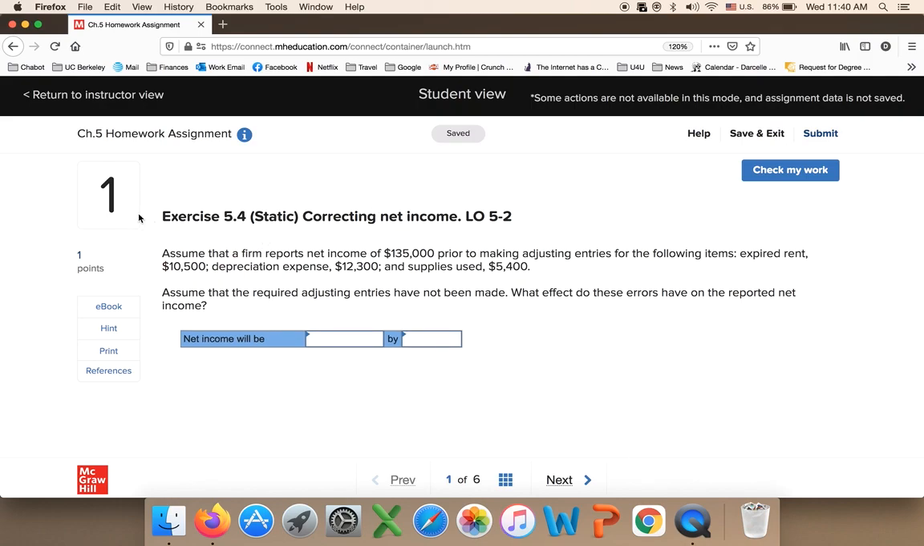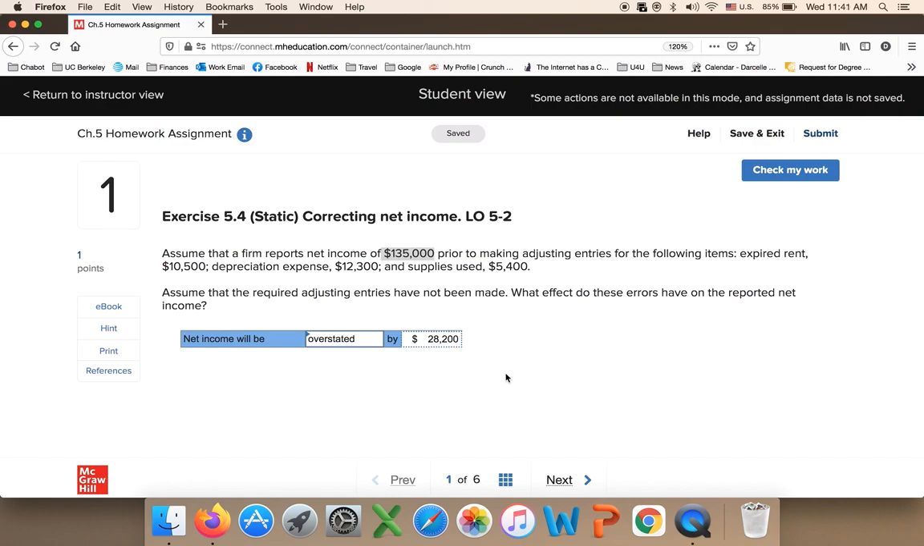This question number 1 is asking, if the net income is 135 before making adjustments, and assume that the required adjusting entries have not been made, what effect do these errors have on the reported net income? Every adjustment is a debit increase to expense and decrease to asset. Net income is not impacted by assets, it's impacted by the expenses. If I do not make adjustments, I do not record expenses. So my net income would be too high, overstated, and for the amount you just add these 3 expenses, which is $28,200.